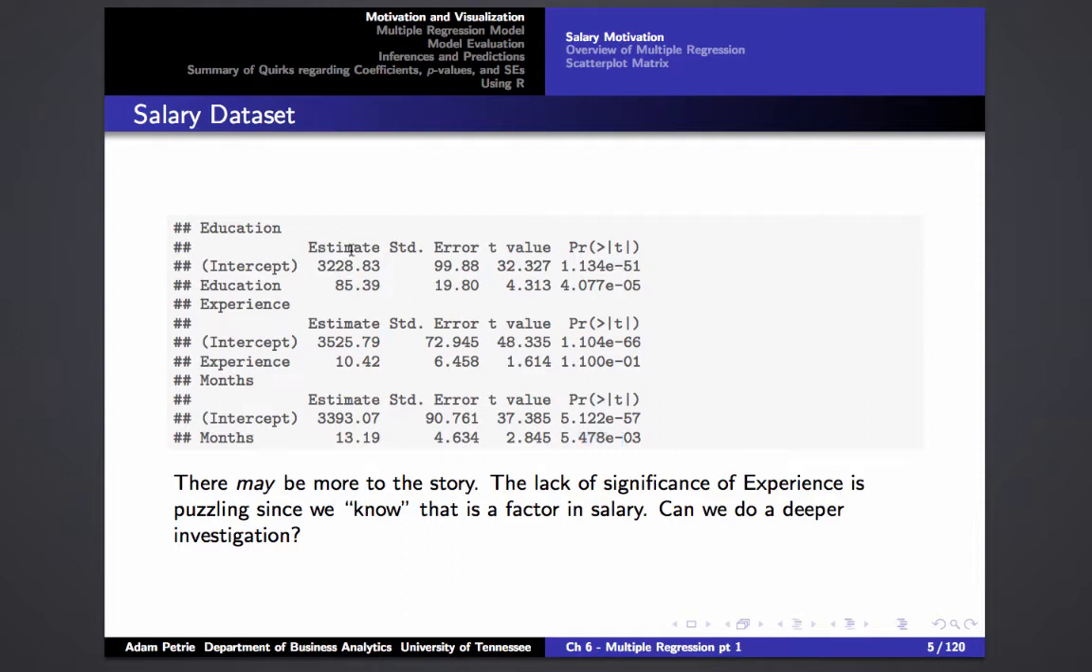However, there may be more to the story, because if you think about it, we probably already know what predictors really matter when determining salary. And definitely experience really does matter. It's unlikely that someone who gets hired with 15 years of prior experience is going to have the same average salary as someone who has no experience. So we need to do a bit of further investigation here.